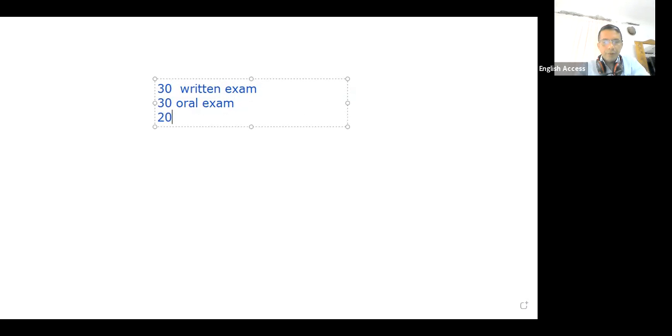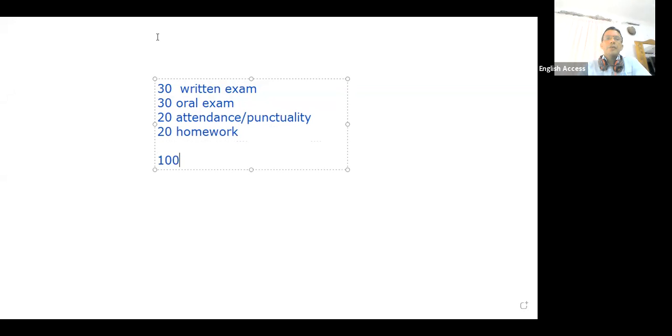Then you have 20% for attendance, that you're here every day. Attendance and punctuality, you're here on time. And you have 20% for homework. That makes a total of 100, right? So homework is very important. You send it to me. Of course, this is important. All of this is important.